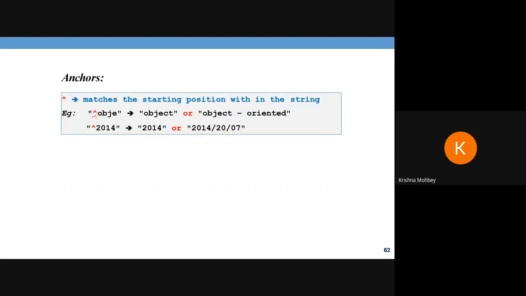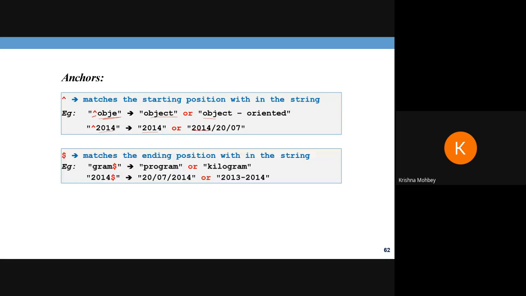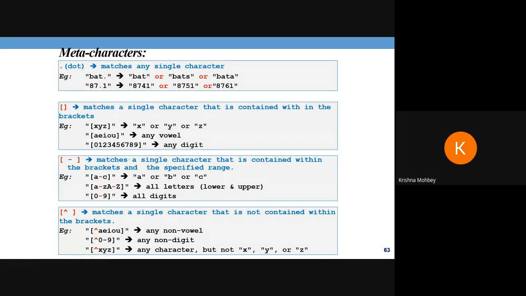Now this caret is for the start, like object, so the object will be matched in this. 2024, 204, any place 204 will be matched. Dollar is for the terminator, the ending point. So it should end with the gram, like it is ending with the gram, ending with the 2014, this one. Okay, so caret is for the starting point and this is for the ending one.